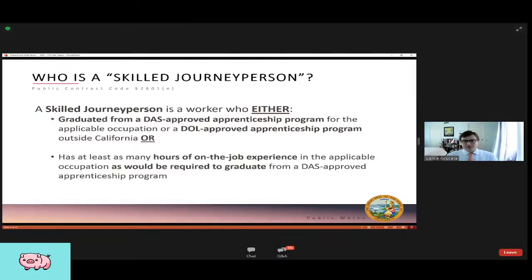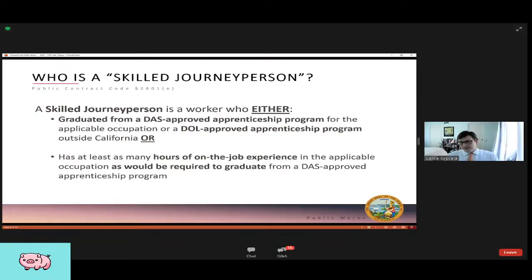You can go on the DIS website, type in the worker's information, and it will pop up a certification and let you know whether or not that person is a registered apprentice and in what craft. Okay, that's fine. Everyone else who isn't meeting that criteria has to be a skilled journey person. Well, what does that mean? There are two ways to qualify as a skilled journey person, basically. It is either that a worker has graduated from a DIS-approved apprenticeship program for that trade.